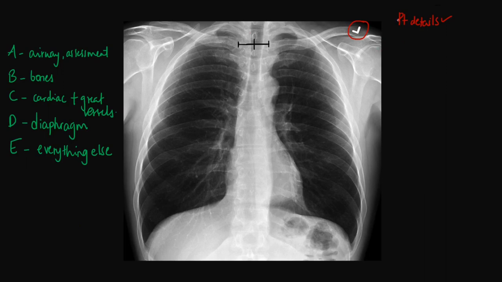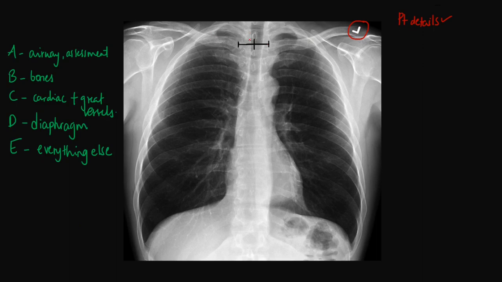In terms of patient assessment, we'll make sure that the right details are present in the top right corner usually: name, date of birth, hospital ID, etc. We'll then look at the right or left marker. So the left marker is present over here, circled up on the patient's left shoulder.